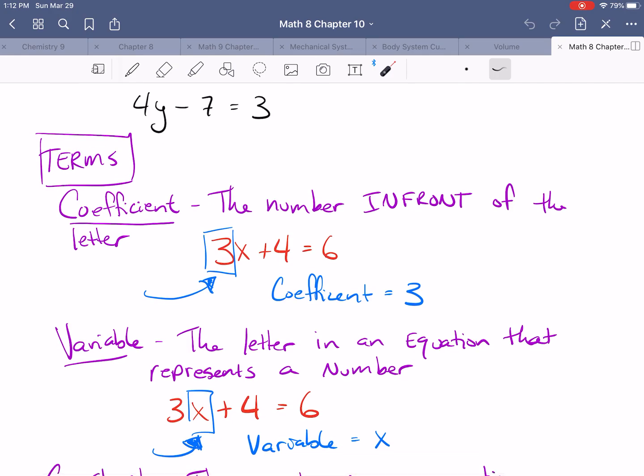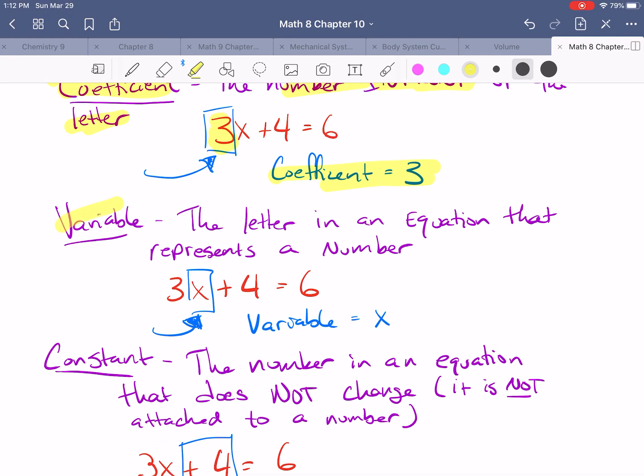So here are some really important things that you need to know. We're going to look at terms, because if you don't know these terms, especially in grade 9 or grade 10, you're going to be hooped. You're going to see them a lot. So the first word is coefficient, okay? That is the number in front of the letter or the variable. So right here, the 3 is in front of the x, so the coefficient of this expression is 3. Super easy, the number that goes in front of the letter.